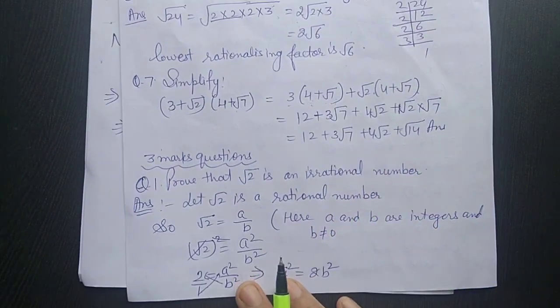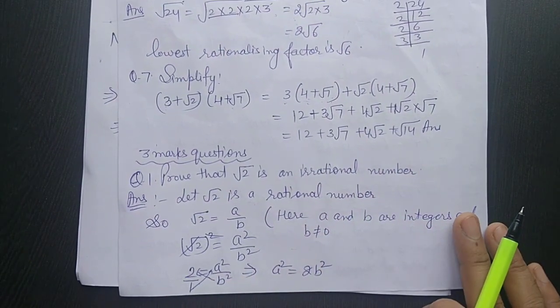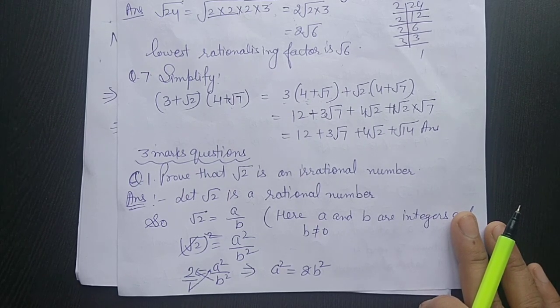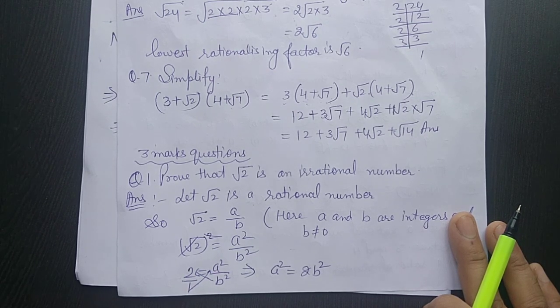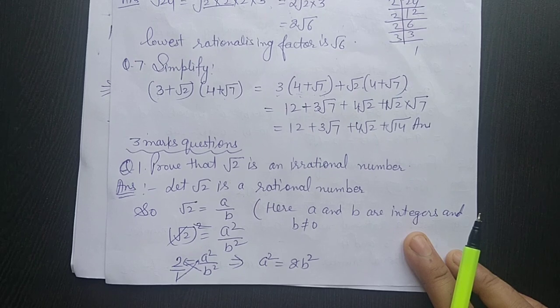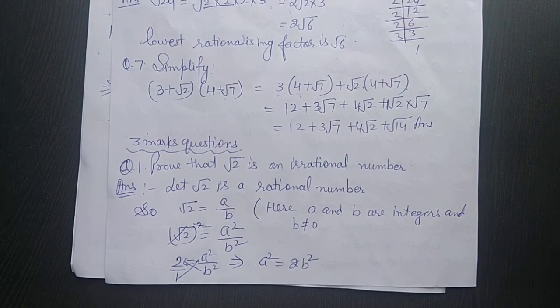So, a 3 marks question: prove that square root 2 is an irrational number. Students, a question can also come like this: prove that square root 3, square root 5, sometimes square root 7 is an irrational number. This question is also given in your book. There, if we find the square root of 2, it will take much time to calculate. Here is a simple method.